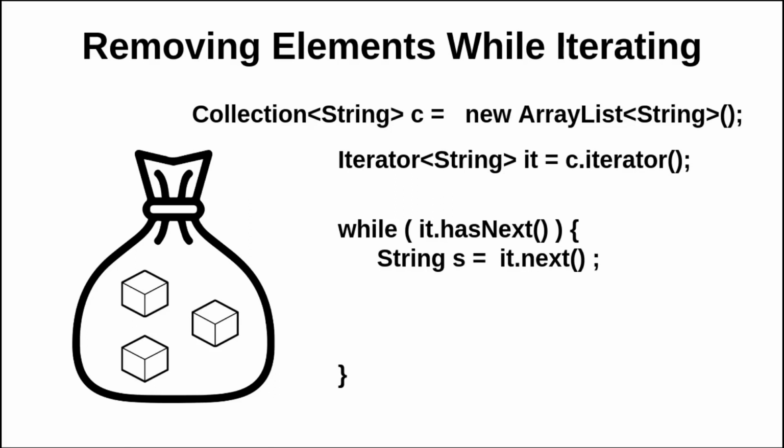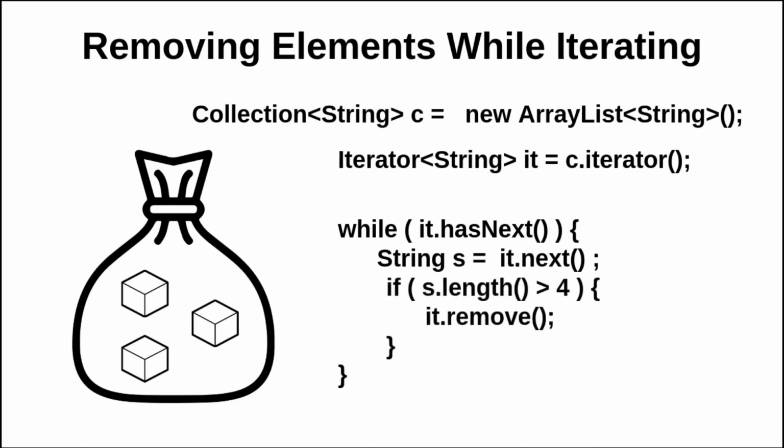Suppose I want to remove all strings with more than 4 characters. So if s.length is greater than 4, then it.remove. So it will remove the string s from my collection. And that's how it should be done if I want to remove elements as I iterate on them. And if I did c.remove(s) instead of it.remove, I would have an error because I can't modify a collection while I'm iterating on it. If I want to remove elements as I iterate on them, this is the pattern to use.